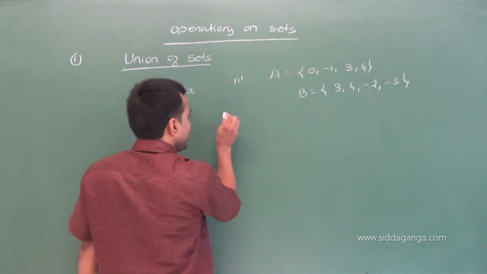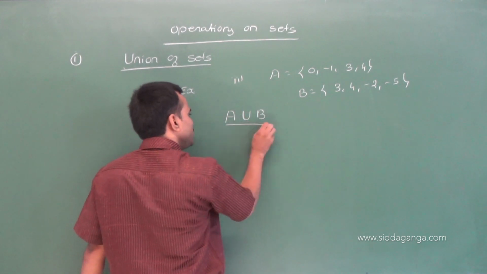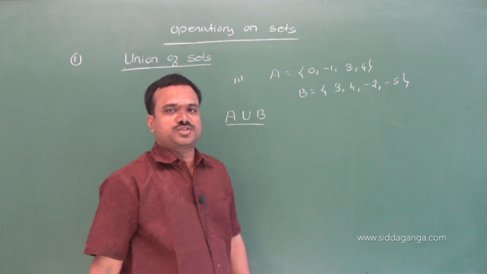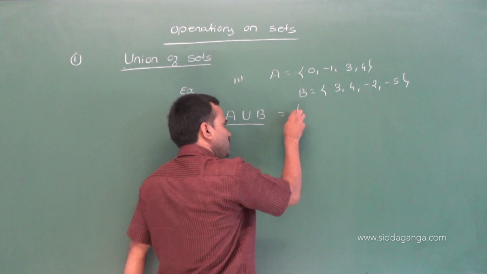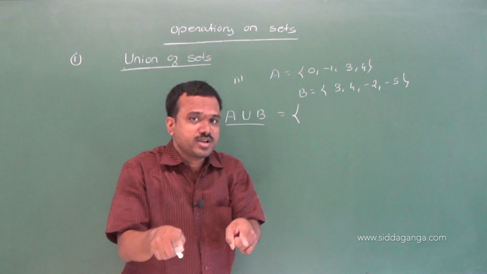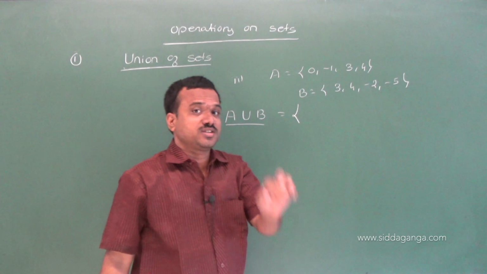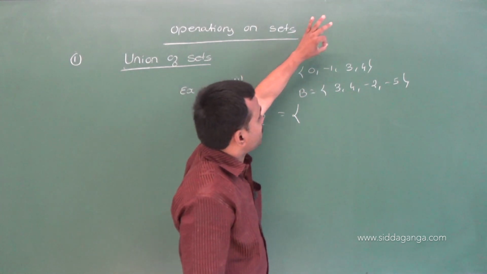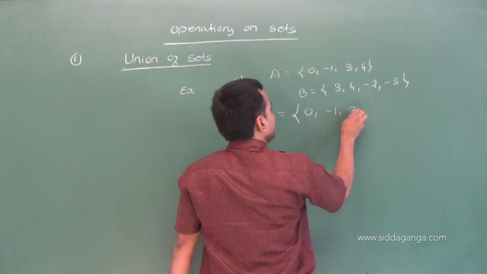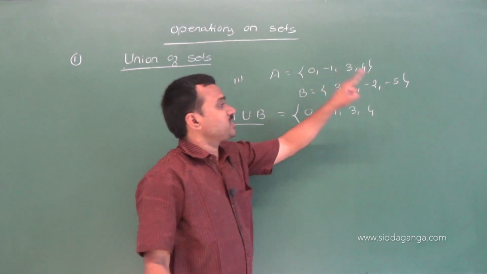So, you know that A union B is denoted by A capital U B. This is the notation to denote union of two sets. A union B is also a set which contains the elements which are present in A. What are those elements? 0, minus 1, 3, 4. As well as the elements which are present in B.